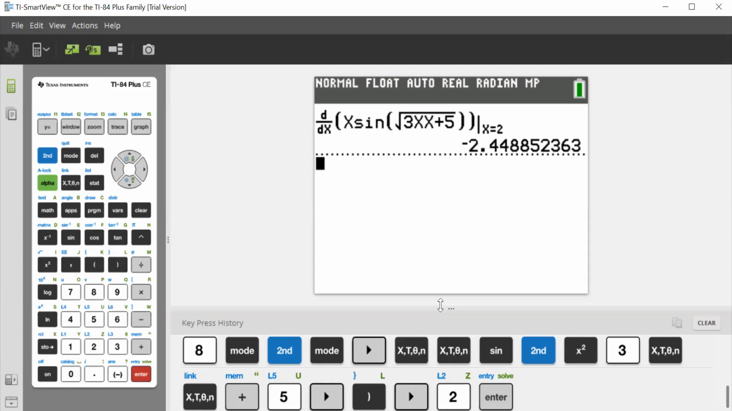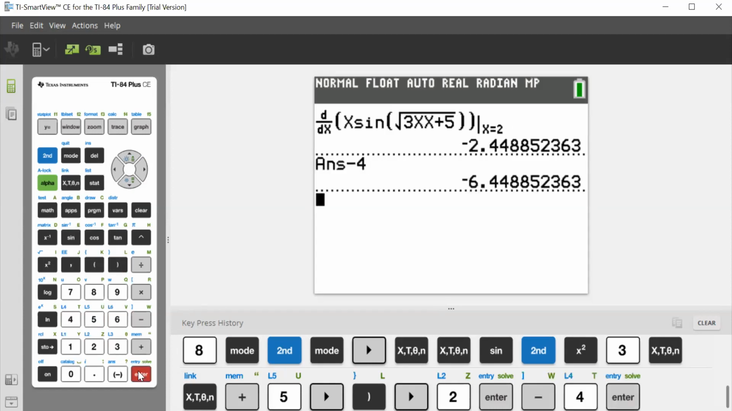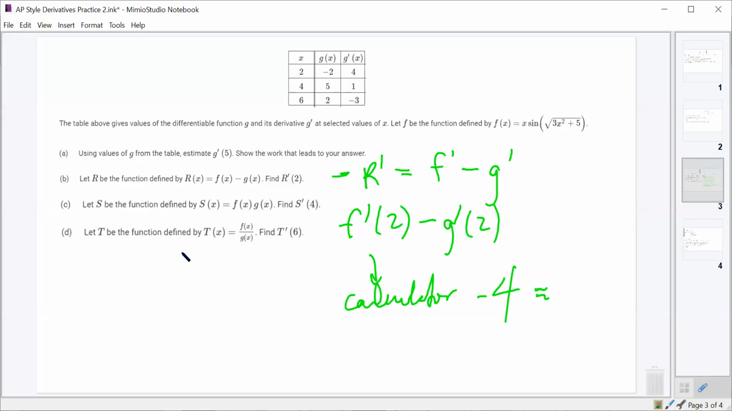Yep. And if we subtract 4 from that, we should end up with negative 6.449. How's that sound to everybody? Is that what you all got when you did that? Yes. Spectacular.